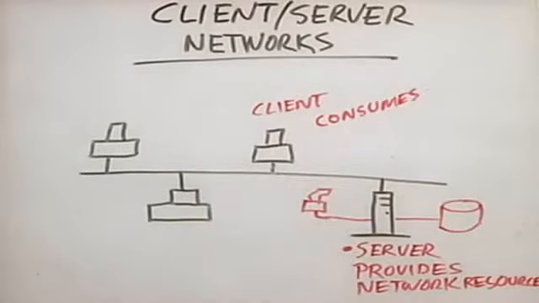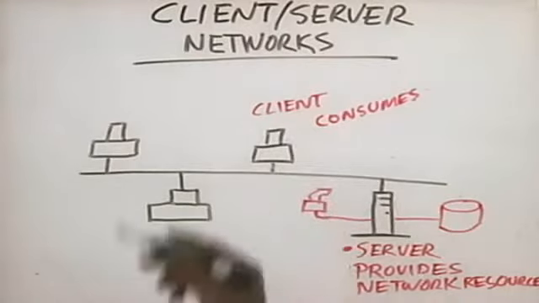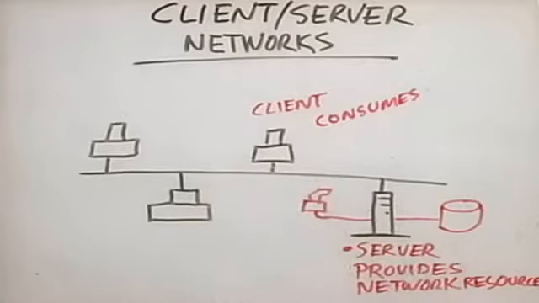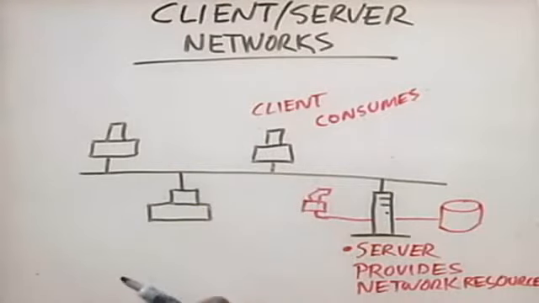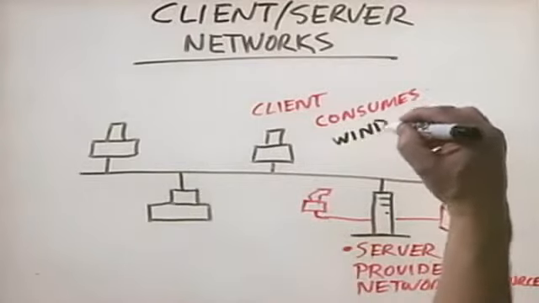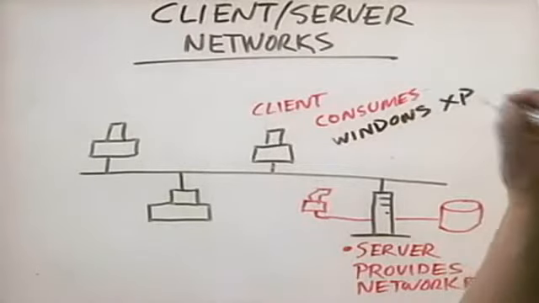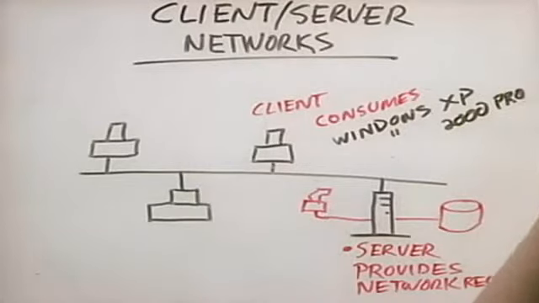Now, to do that, we have different operating systems implemented. Recall with a peer-to-peer network, everybody had the same operating system. Not so in a client-server network. Client workstations have generic operating systems that provide functionality such as being able to run applications, to do word processing, spreadsheets, etc., and software that allows them to connect to the server. Examples would be Windows XP, maybe Windows 2000 Professional. Those are client workstation operating systems.